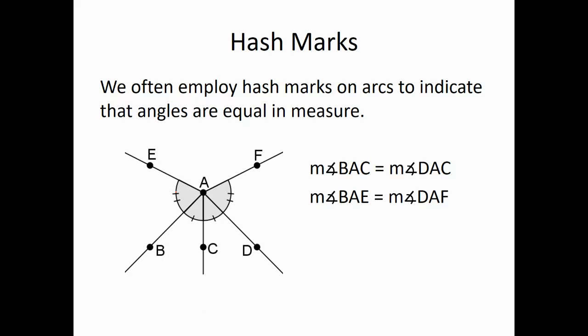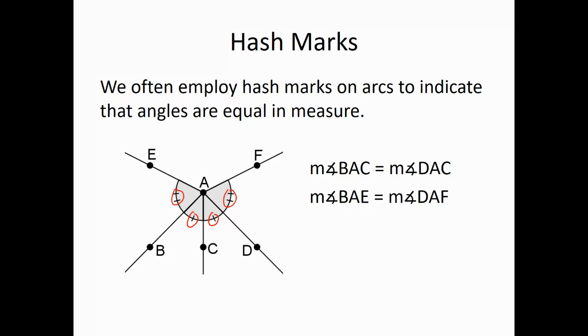So notice that two of my arcs have a single hash mark on them. That tells us that angle BAC is equal to angle DAC. Notice as well that we also have two arcs that have a double hash on them, and that tells us that angle BAE is equal to angle DAF.